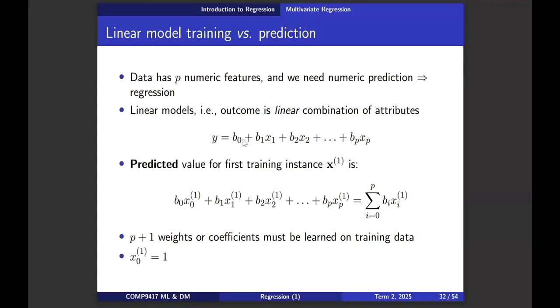coefficient. Now, there's a missing 1 here, right? So B0, so we're going to have P plus 1 coefficients or parameters, or weights, if you prefer. And there's a missing 1 here, which is going to be useful. So you can imagine it's B0 times 1, the constant value 1, plus B1 times whatever value X1 has, and so on.